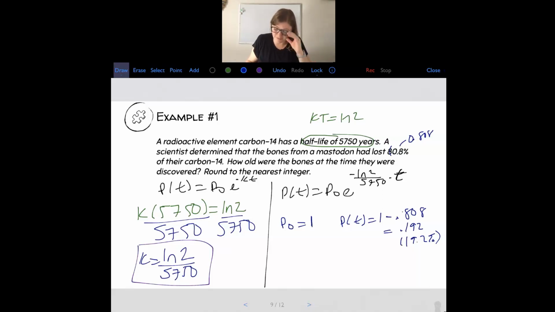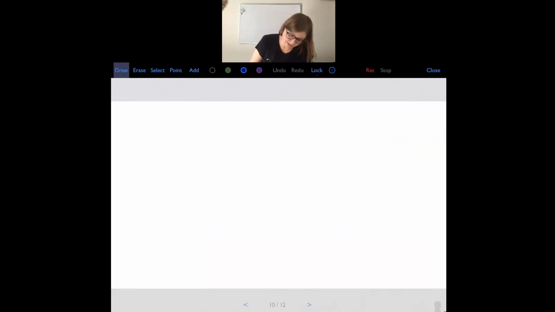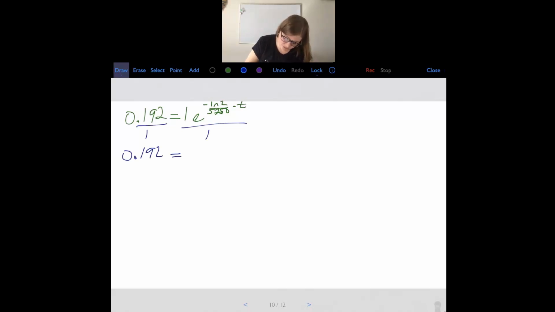So, in order to solve for t, we have P naught we said is 1, okay? P of t is 0.192. We have k, so now we're able to solve for t. So what this looks like is we have 0.192 equals 1 times e to the negative k times t, where k is ln 2 over 5,750. Okay. So if we divide both sides by 1, 0.192 is equal to e to the negative ln 2 over 5,750 times t. In order to solve this exponential equation, we use logarithms.